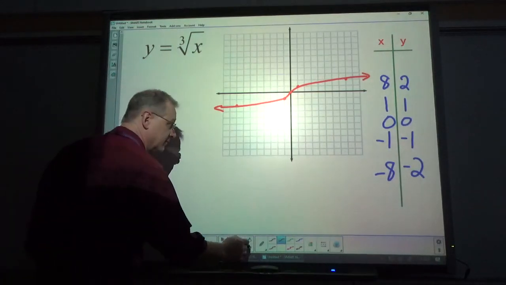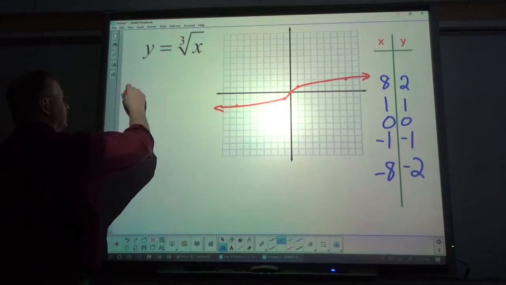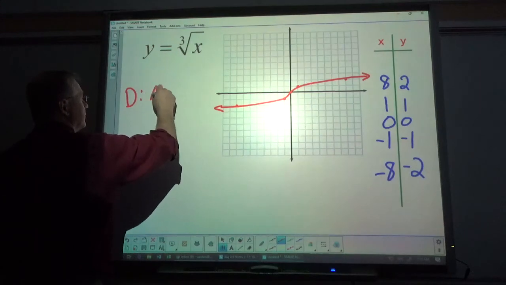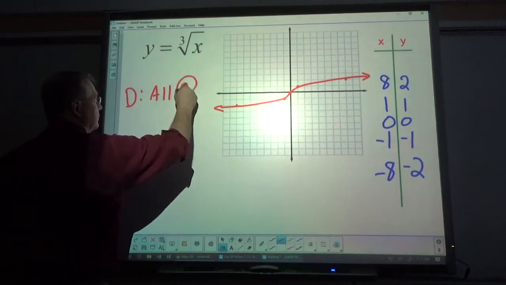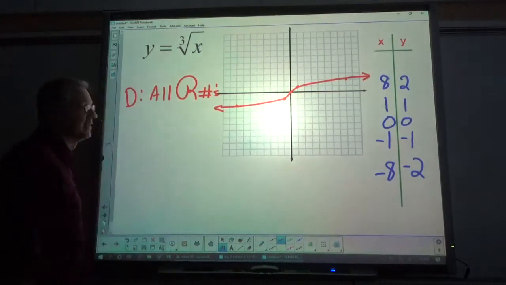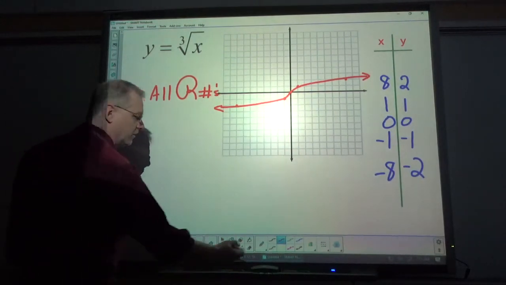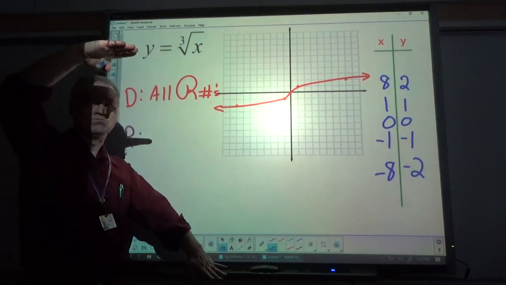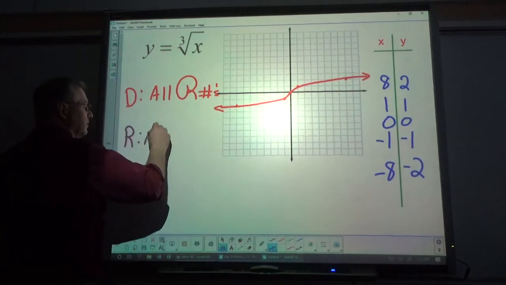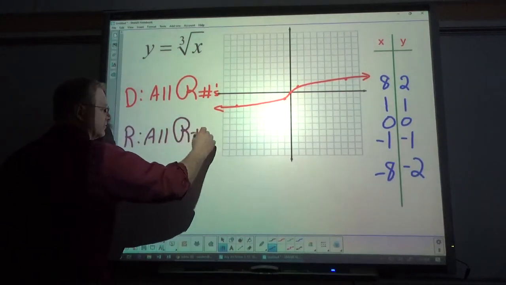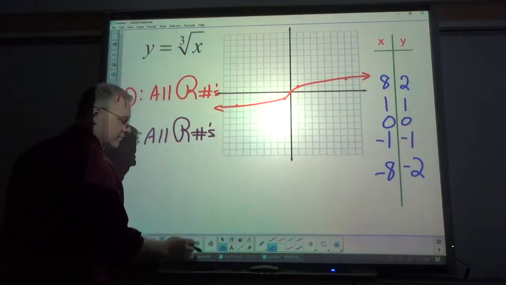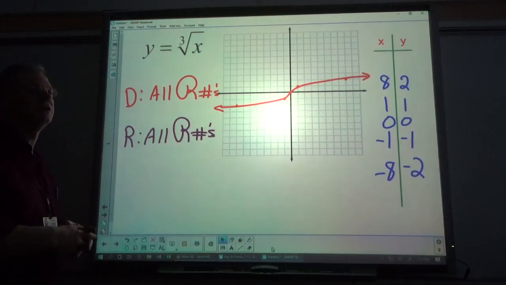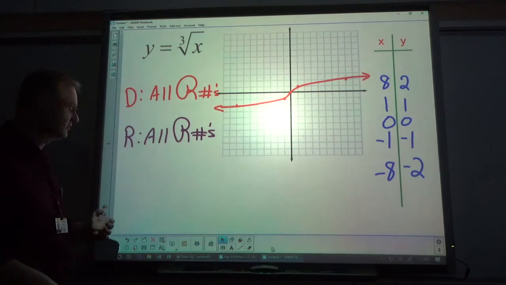The domain of this, for the x values, is all real numbers. Remember that? All real numbers. The range doesn't ever stop going in either direction. No, it keeps going. So all real numbers. You could also use the set notation with the element: x is an element of the real numbers.